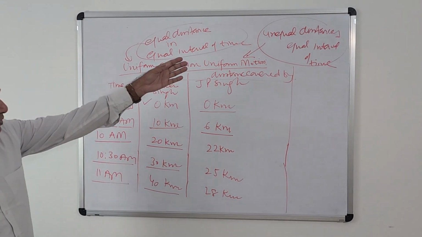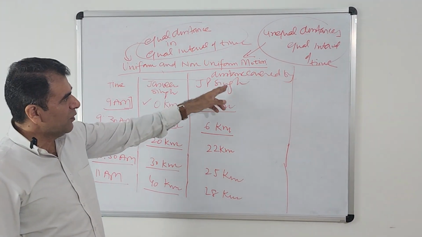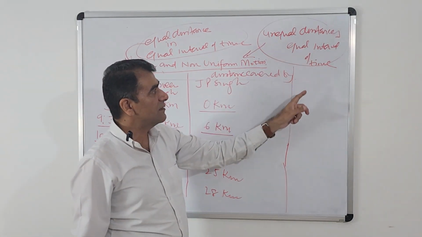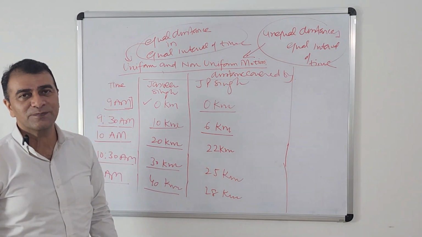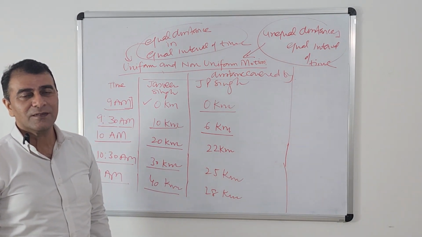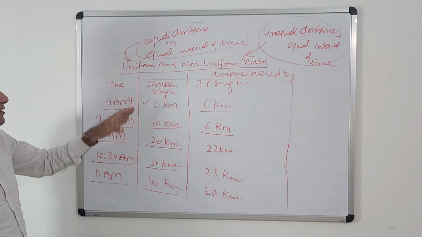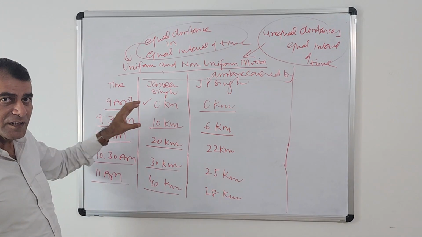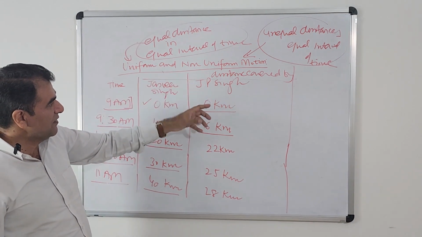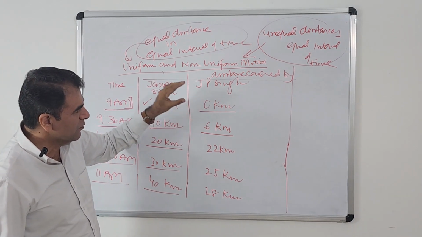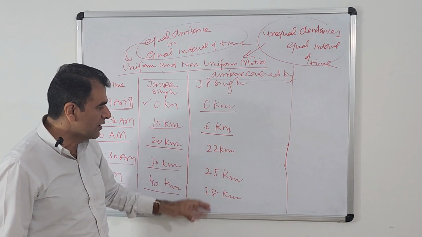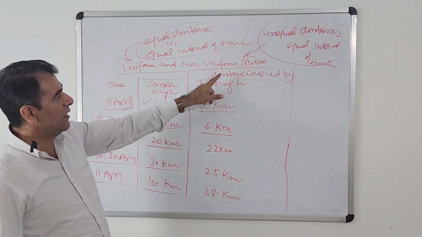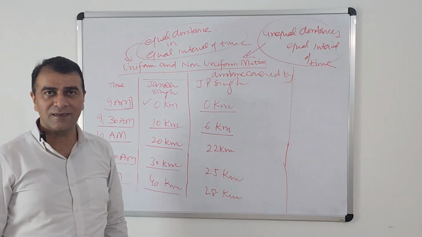So what is non-uniform motion? JP Singh is in non-uniform motion and he is covering unequal distances in equal intervals of time. The time interval is the same, 30 minutes, for both Jasveer Singh and JP Singh, but Jasveer Singh is covering equal distances in each 30 minutes and JP Singh is covering unequal distances, sometimes 6, sometimes 16, sometimes 3. So JP Singh is in non-uniform motion. I think it is clear.